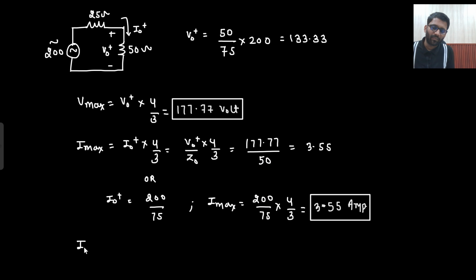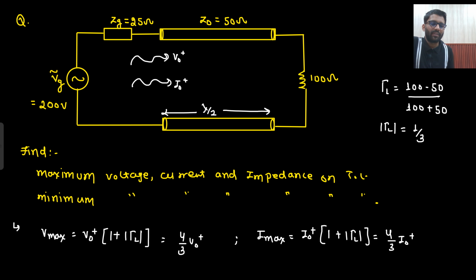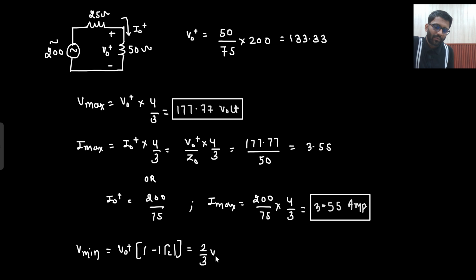What will be the I minimum or V minimum first? So your V minimum would be V naught plus into 1 minus gamma L, right? So what is gamma L? Gamma L is 1 by 3. So that would be 2 by 3 V naught plus. So this was your 4 by 3 V naught plus, this will be 2 by 3 V naught plus. So simply half of this will be our answer, because if you need to calculate 2 by 3 V naught plus from 4 by 3 V naught plus, you just need to take half of that. So 177.77 divided by 2, 88.88 volt. So this is your V min.